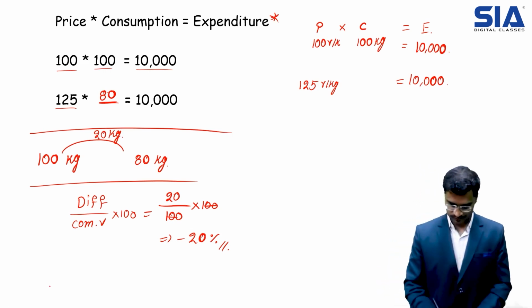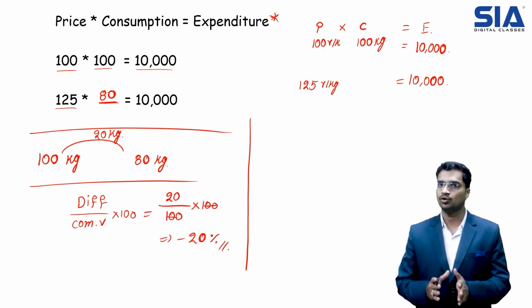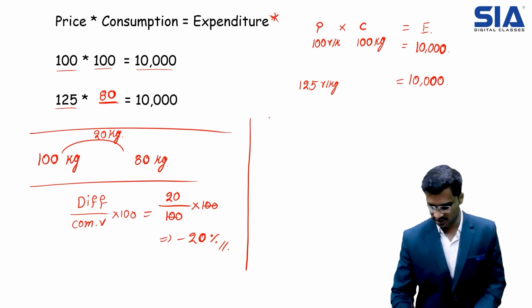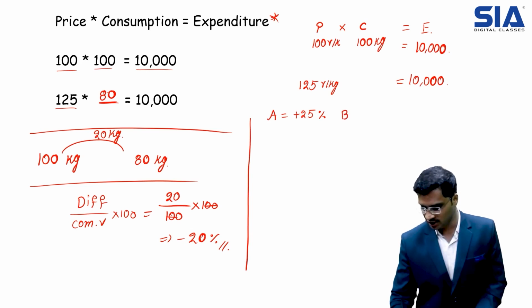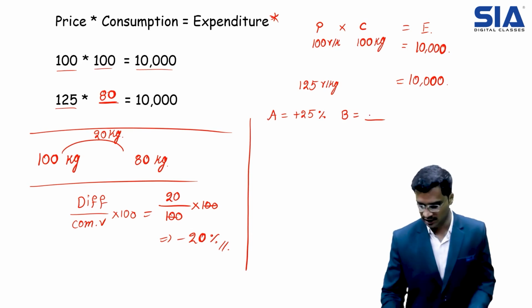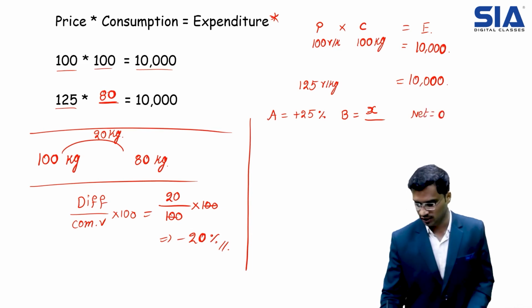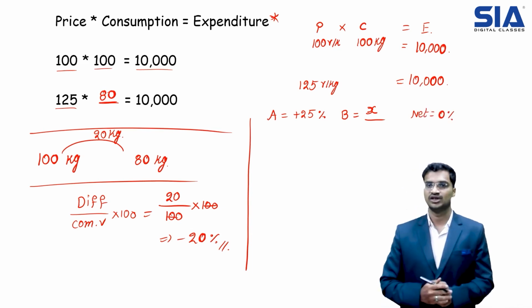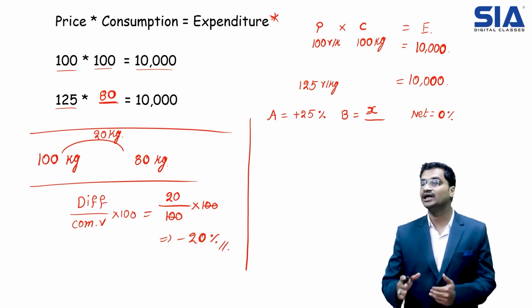Now I can solve this particular question using our AB rule, AB method. The price is increasing by 25%. Now I have to reduce the consumption. I don't know how much I should reduce, so let us assume this value as X. But the net effect is 0%. The expenditure should not be changed, so the net effect should be 0.